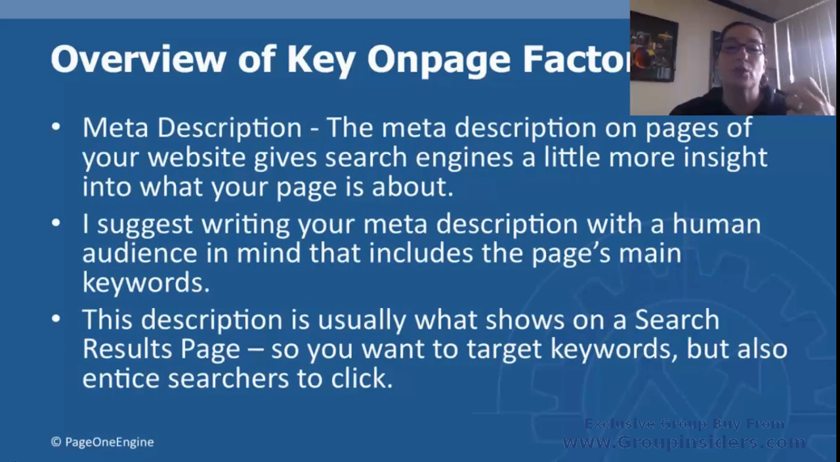The meta description on a page of your website gives the search engines a little more insight into what your page is. I'm going to show you what that is in a minute, but you've searched Google a million times, and when you see a listing on the website, the blue line that's underlined is your title tag, and right under it is the description. I suggest that you write your meta description with the human audience in mind. That includes the page's main keywords. So if you're on an internal page, you would write your description to focus on that internal page, and if you're on the home page, vice versa. And this description, like I said, is what shows up on the actual search results page on Google.